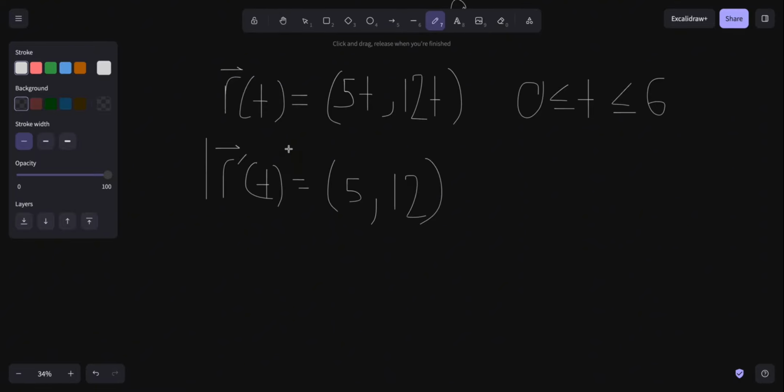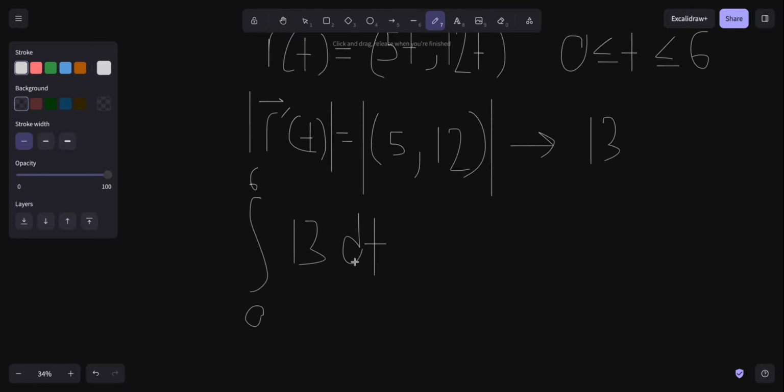And then if I take the absolute value of this, well then, what's the absolute value of this vector right over here? Well, the magnitude of this vector, so the x component is 5 and the y component is 12. So the magnitude of this is just going to be equal to 13. And so we said how the integral from, in this case, 0 to 6 of the magnitude of the velocity vector valued function with respect to time is going to give us the arc length.